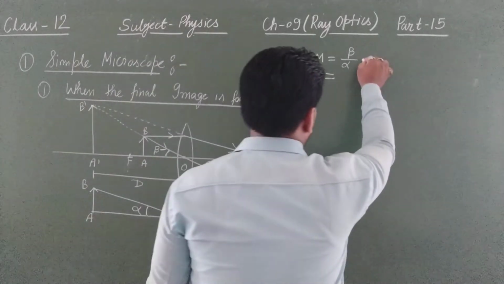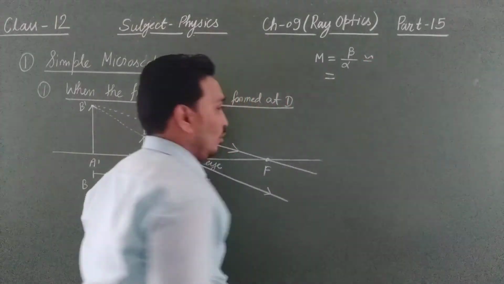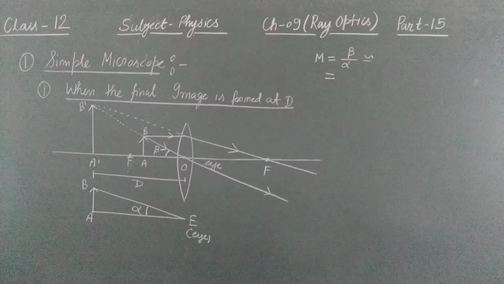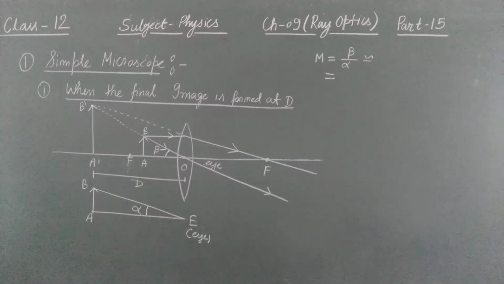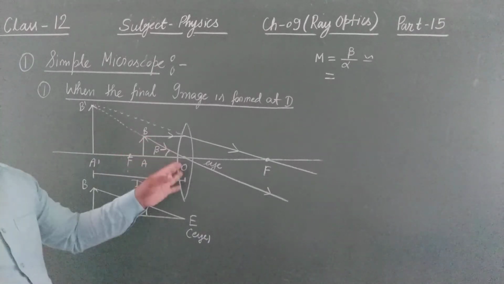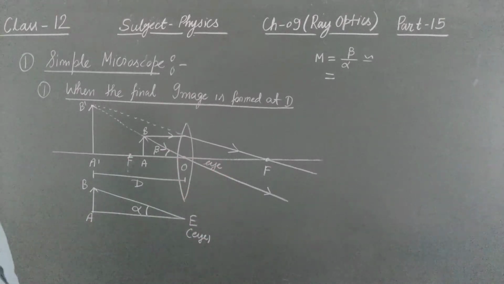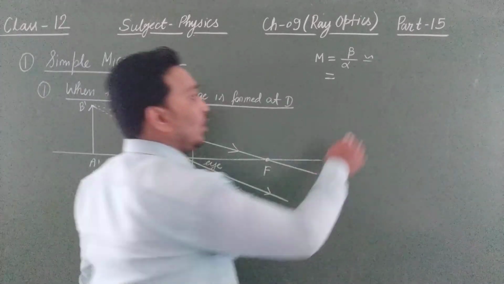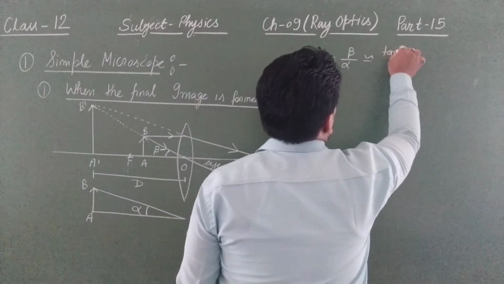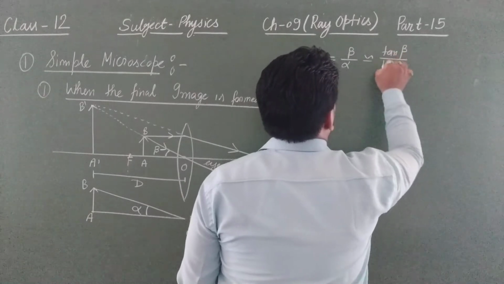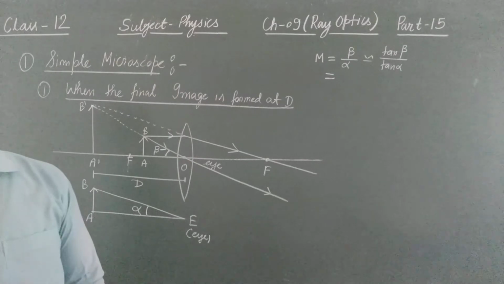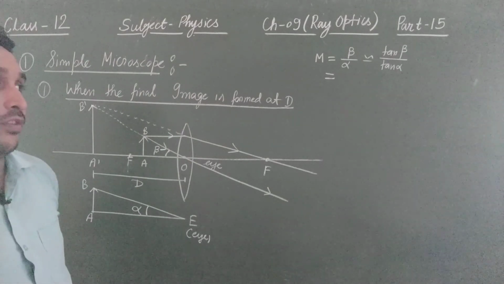Now this beta and alpha, they are very small angles. Throughout the optical instruments, throughout ray optics, we have discussed that these angles have to be very small because we are discussing first order optics. So all the angles, beta, alpha, incidence, refraction, are considered to be very small. So basically beta upon alpha can be equal to tan beta upon tan alpha, because if an angle is small, then tan theta is approximately equal to theta.